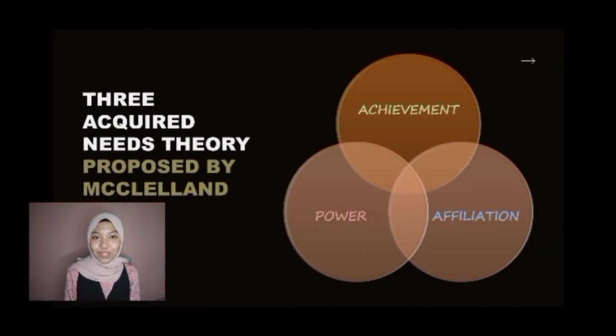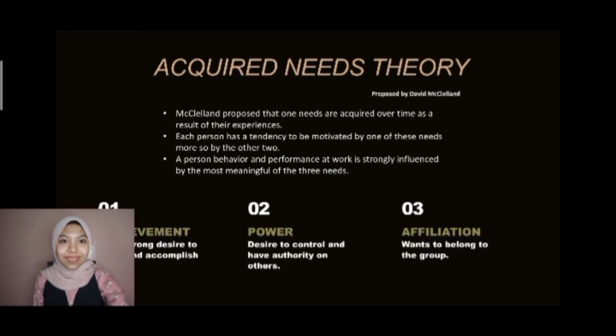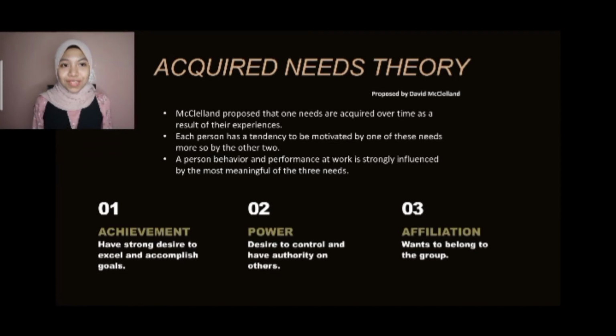Have you guys watched the video? So based on the video, we can summarize that McClelland proposed the three acquired needs theory, which can be classified as the need for achievement, the need for power, and the need for affiliation. McClelland proposed that one's needs are acquired over time as a result of their experience. This means that the motivation types derive from real-life experience that someone has gone through.